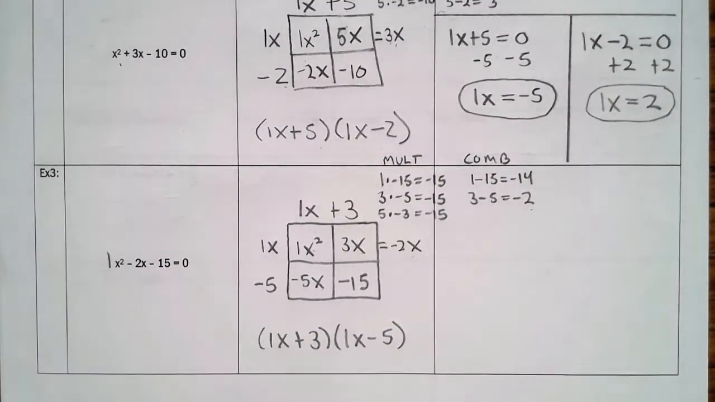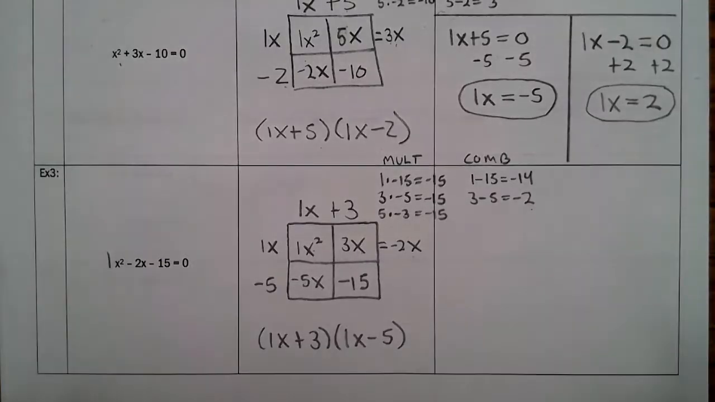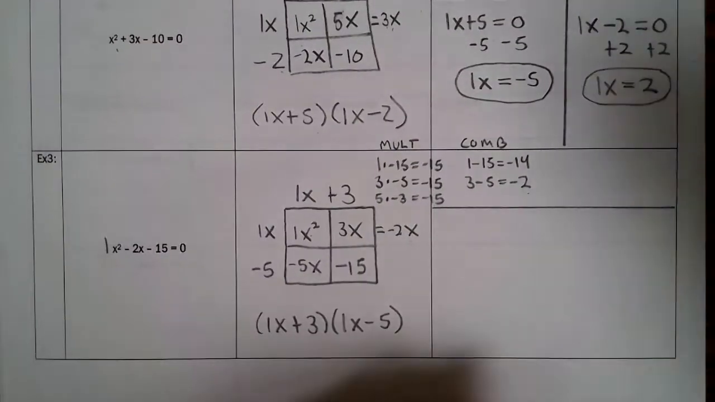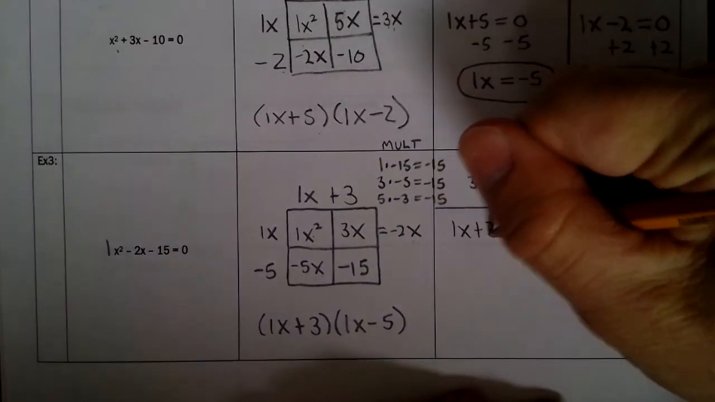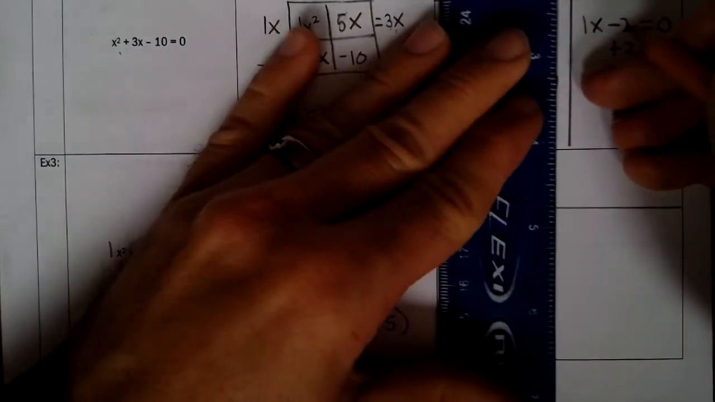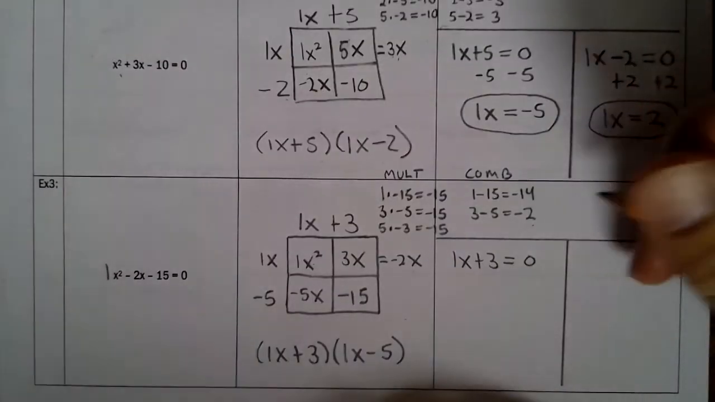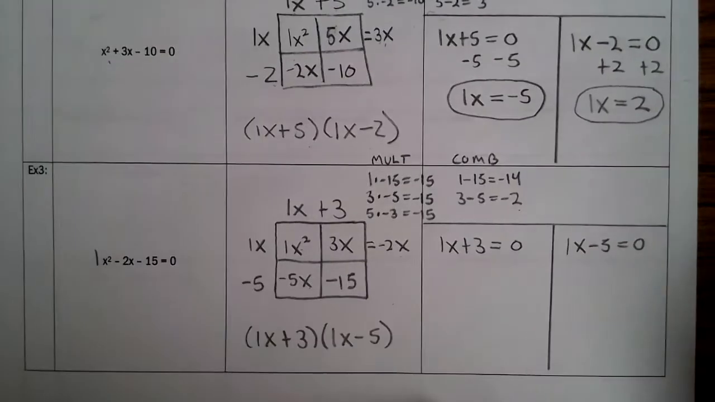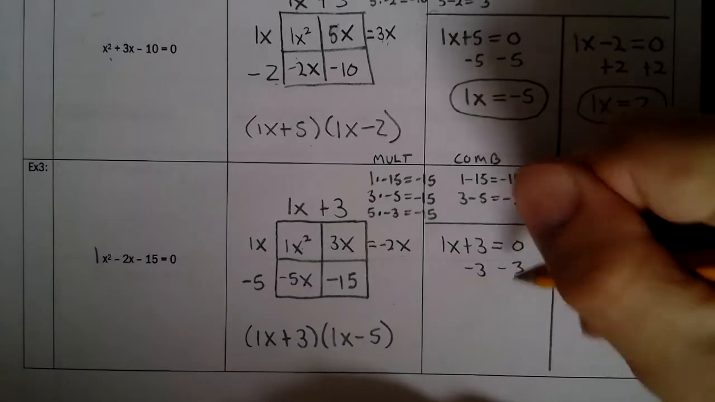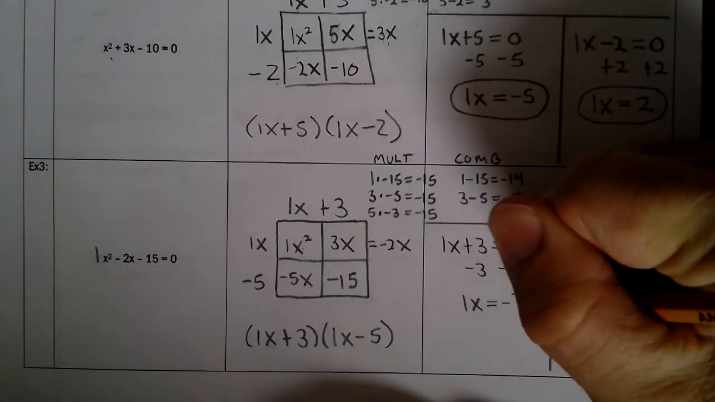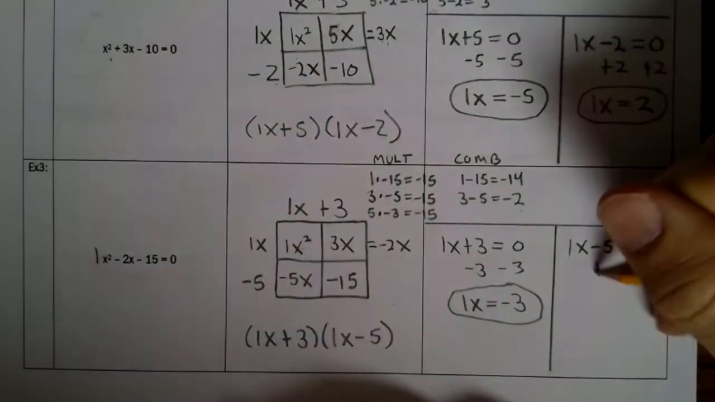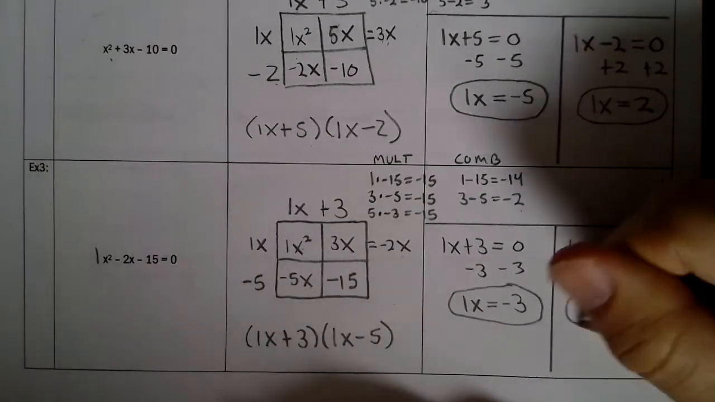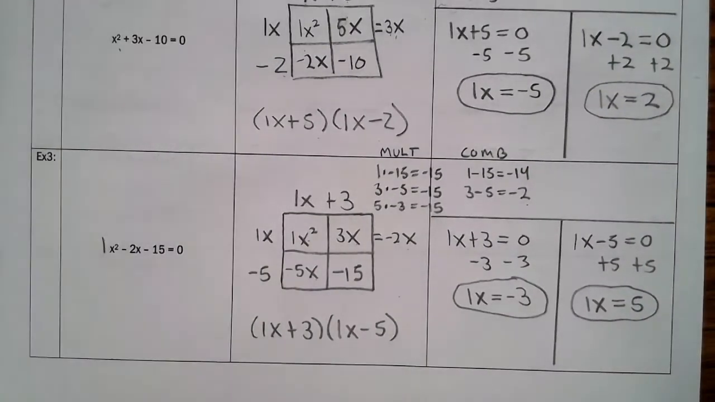Right, so to find the roots, we set each of those equal to 0. So 1x plus 3 equal to 0, and 1x minus 5 equal to 0. So here we subtract 3 from both sides, so 1x equals negative 3. Here we add 5 to both sides, so 1x equals 5. All right, so finish up example 3. All right, now example 3 is finished up.